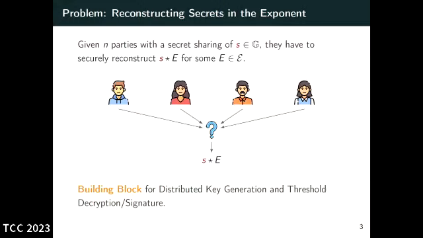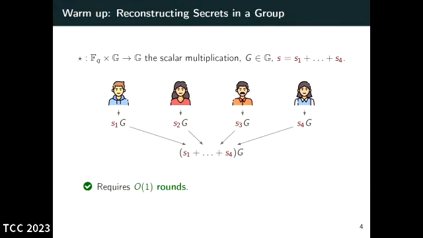You can think of this as some kind of reconstruction in the exponent. And this problem is fundamental for many primitives, including distributed key generation or thresholdizing an encryption scheme or signature scheme in the setting of group actions. So as a warm-up, let's first see how easy it is to do this in the group setting.